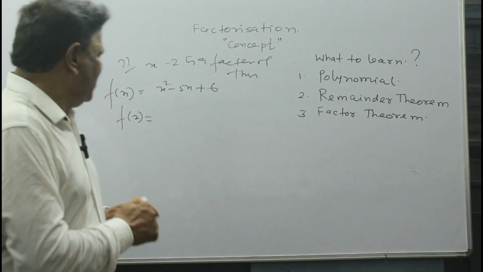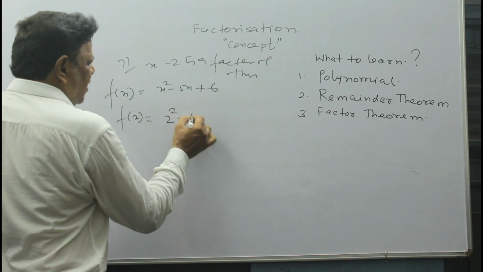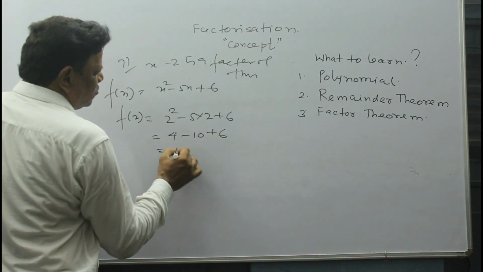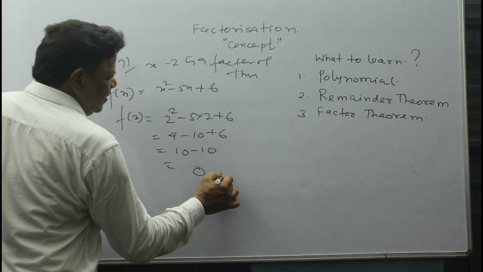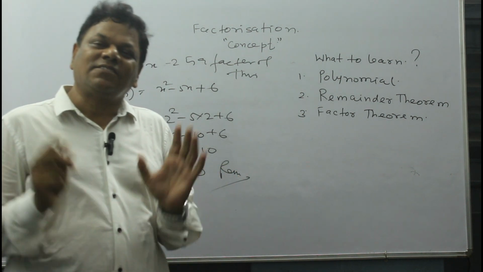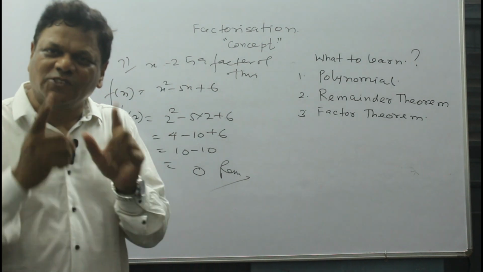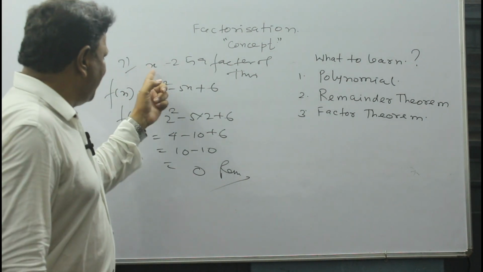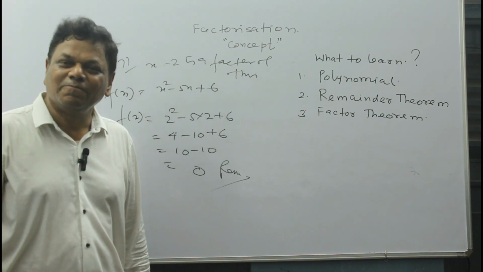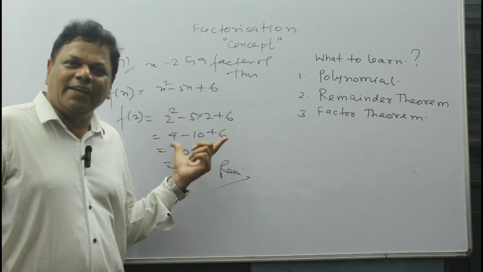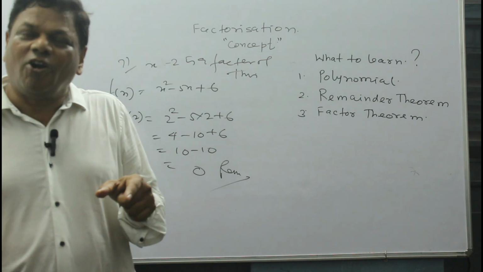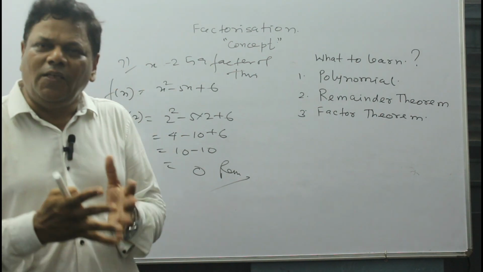Simple. Now see, to find f(2): 2 square minus 5 into 2 plus 6. So 4 minus 10 plus 6. So 10 minus 10. What is coming? The remainder is 0. Now what is your answer? Is x minus 2 a factor of this or not? Yes, x minus 2 is a factor of this. Why? Because the remainder is 0. So in this way we can find the remainder and check whether it is a factor or not.